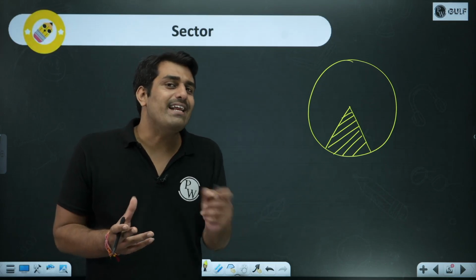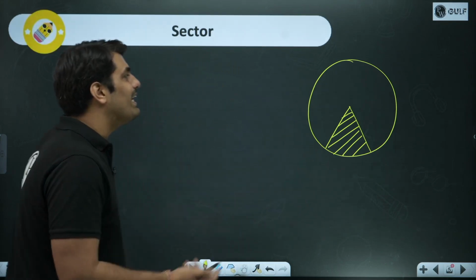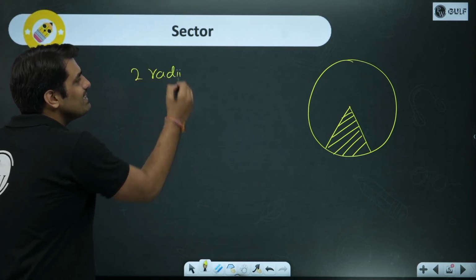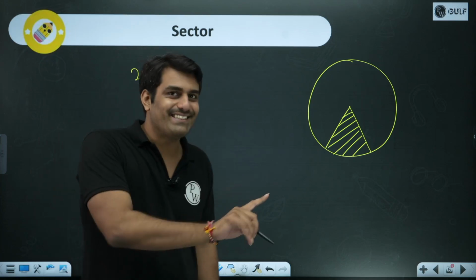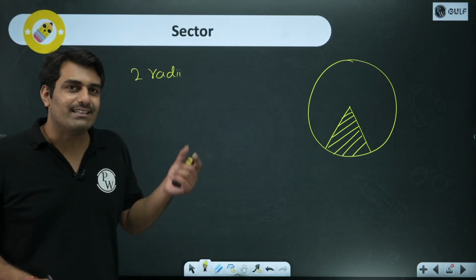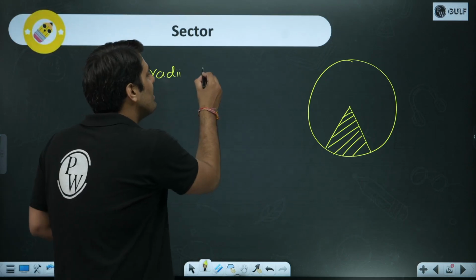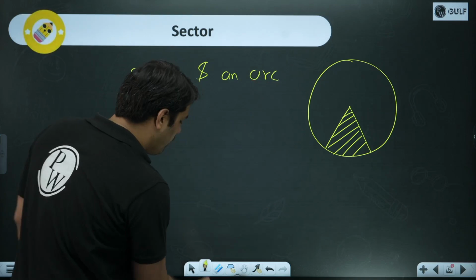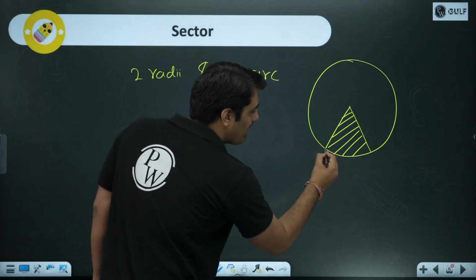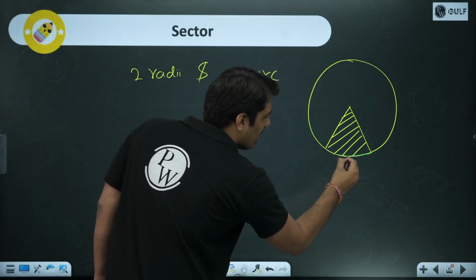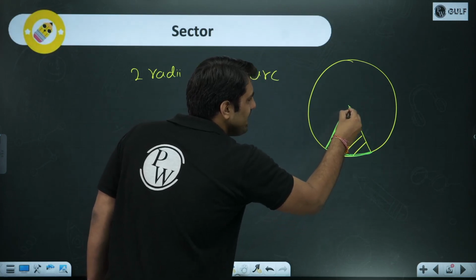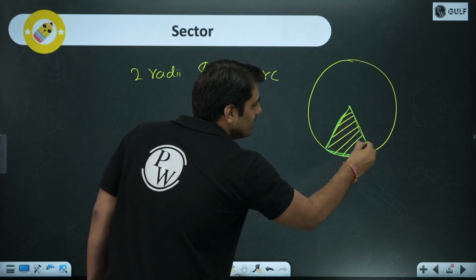So how would I define exactly a sector? A sector is basically the area surrounded by two radii. What is radii? Radii is nothing but the plural of radius. So two radii and an arc. Arc I have already told. Now what will be an arc over here? This is the arc which we are mentioning, and these are the two radii. Within this boundary, how much area is there? That will be called the area of the sector.